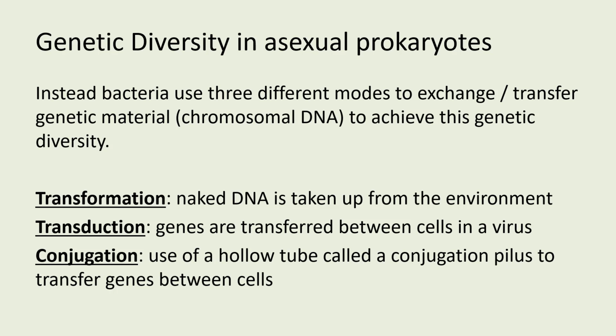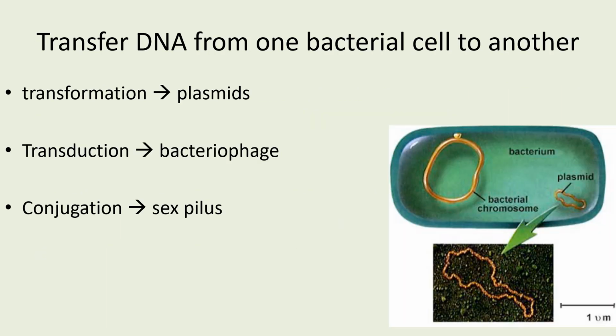So I'll go into these in a little bit more detail. During transformation, naked DNA is taken up from the environment. In this example, I'm showing you that it's a plasmid. Remember, plasmids are circular double-stranded DNA, but these pieces of DNA can also be linear. Now, some bacteria have the ability to absorb DNA that was given up by their neighbors, other bacteria that happen to die in the vicinity and release their DNA into the environment.